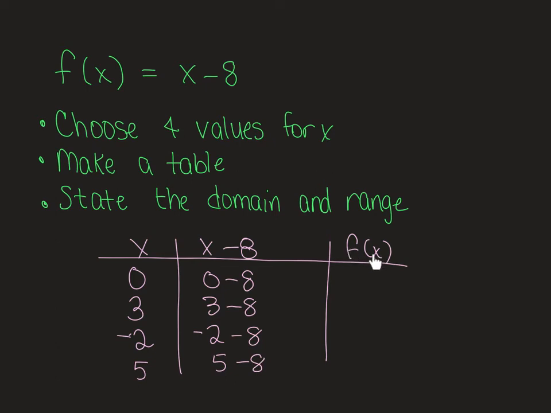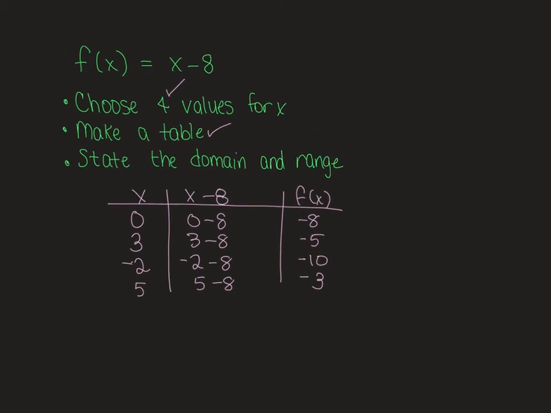In my f of x column, I'm going to write the answers. 0 minus 8 is negative 8. 3 minus 8 is negative 5. Negative 2 minus 8 is negative 10. 5 minus 8 is negative 3. We chose 4 values. We made a table. The last set of directions say state the domain and range.